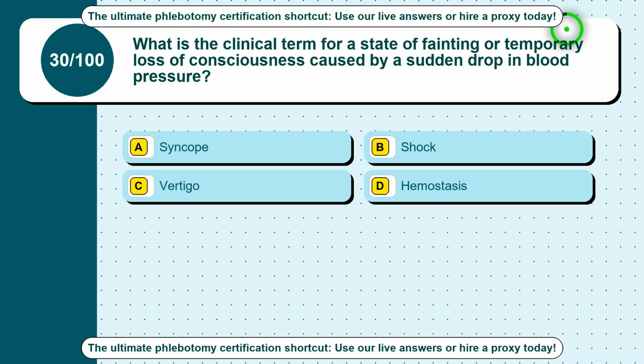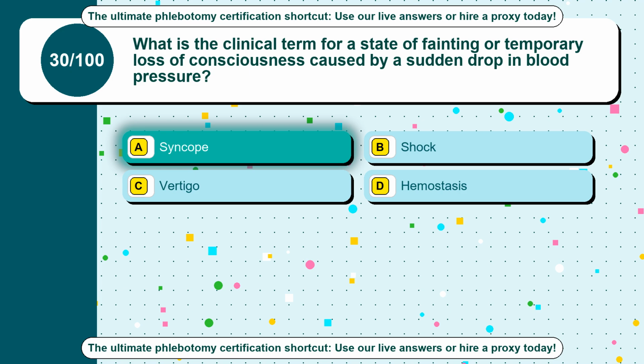Question 30. What is the clinical term for a state of fainting or temporary loss of consciousness caused by a sudden drop in blood pressure? Option A. Syncope. Option B. Shock. Option C. Vertigo. Option D. Hemostasis. The correct answer is option A.